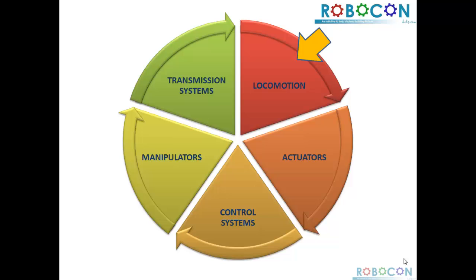For different kinds of locomotion, you need to have different kinds of actuators. Suppose for water, you need to have waterproof motors or something else. And if you have to manipulate certain tasks, suppose in this case we were talking about picking up a ball and placing it somewhere, you need to have a manipulator which does that task. To give power to that manipulator, you need certain kinds of transmission systems, and all these four elements must be controlled together to have a synchronous operation via a control system.